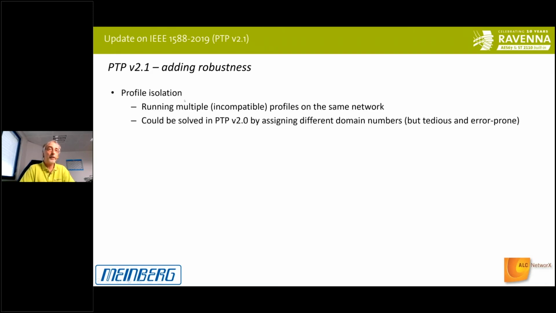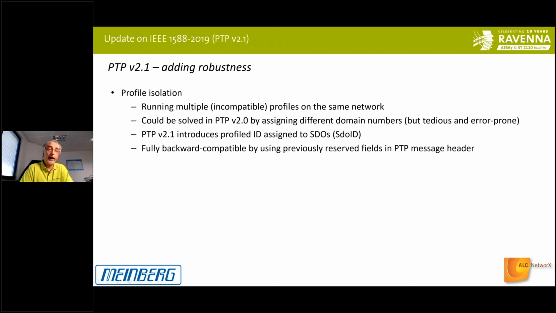Robustness features have been added to PTP version 2.1. The most important one is the profile isolation. It's now possible to run multiple profiles on the same network. Well, that would have been possible with 2.0 as well, but only by means of different domain numbers, which was only possible with configuration, which sometimes was a bit tedious and error prone. So now this is an integral part of the PTP protocol.